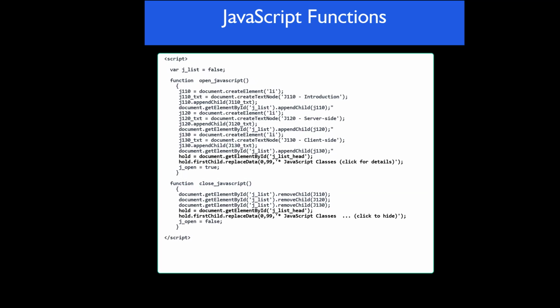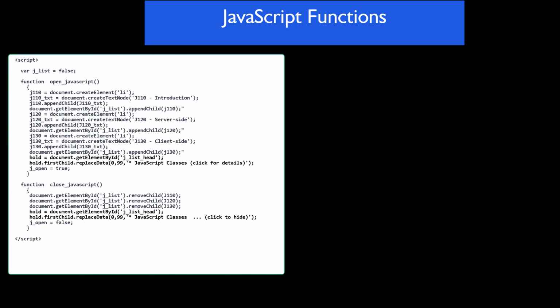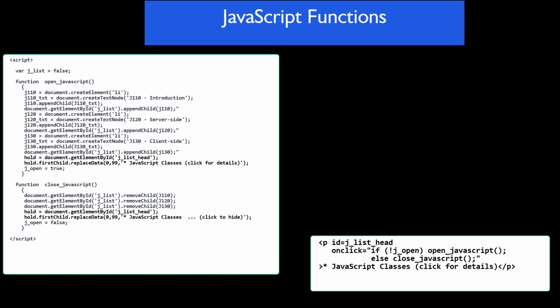Then in our body element, we invoke the function by naming it and passing arguments. Well, in this case, there are no arguments to pass. Arguments will be discussed later. So now we're taking a look at our paragraph, and we have the ID JListHead, and onClick if not open, openJavaScript(parent), that's all. Else closeJavaScript(parent), that's all. And the rest of the paragraph.